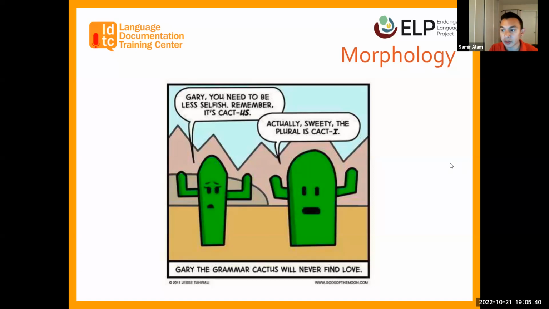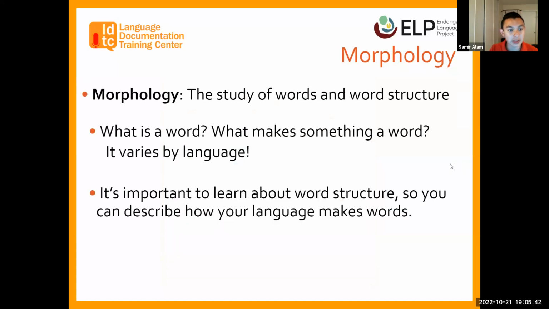All right, so without any other questions, we're going to jump into talking about morphology. As I already discussed a bit, morphology is the study of words and word structure, so how we can form words from smaller units of meaning. Our first question that morphology asks is, what is a word and what makes something a word?